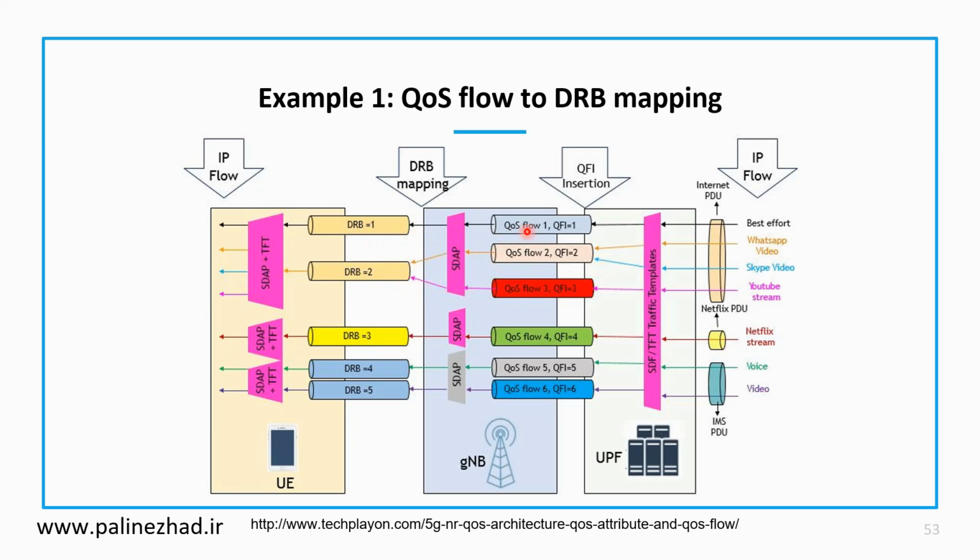Here this DRB has one QoS flow, but this DRB has two QoS flows. And also remember that these PDUs must be mapped to only one GTP-U tunnel on the entry interface. We cannot, for example, send best effort and WhatsApp video on one entry tunnel and Skype video and YouTube on another. Each of these PDUs has an associated entry GTP-U tunnel.